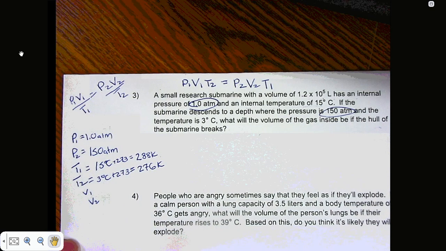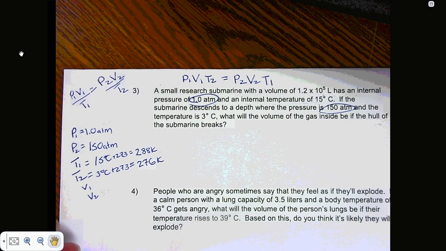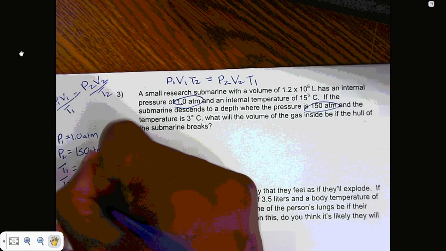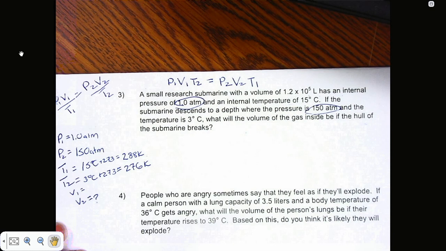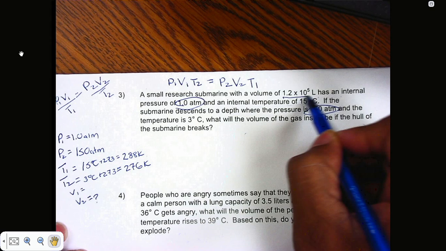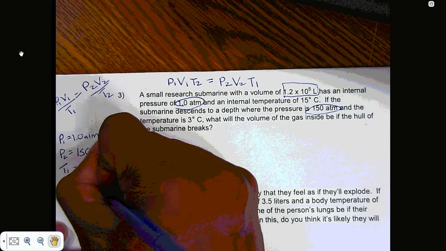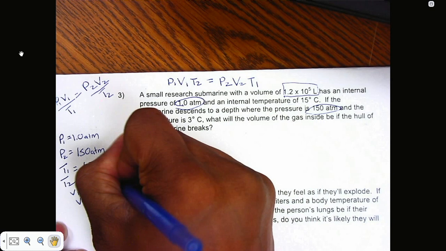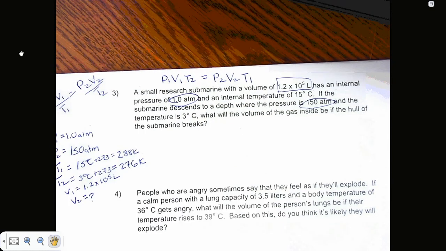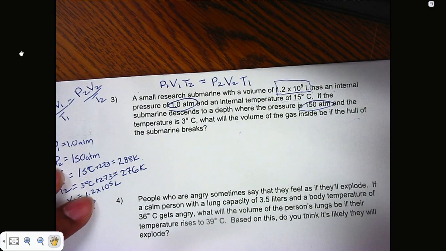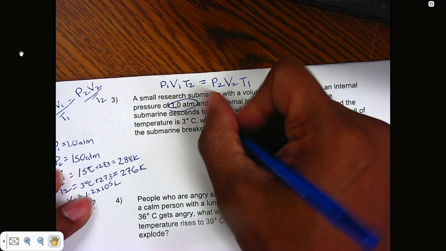Alright, we have our V1 and V2 next, and one of these V's we're trying to determine. I'm going to assume in this case that we are solving for V2. So we'll put a question mark at V2, and V1 is represented by the 1.2 times 10 to the 5 liters, and we'll put that here. Alright, now I'm just going to plug away and try solving the problem using algebra and multiplication. So let's go ahead and proceed.